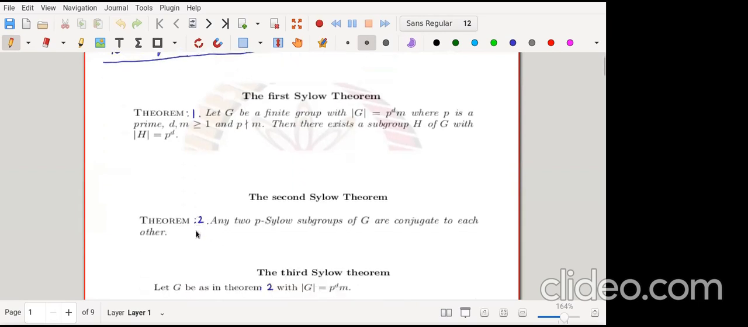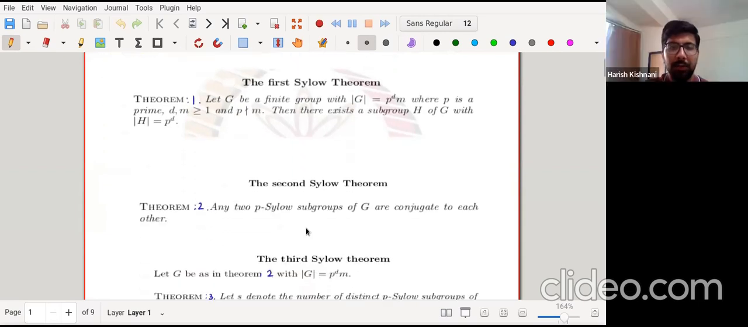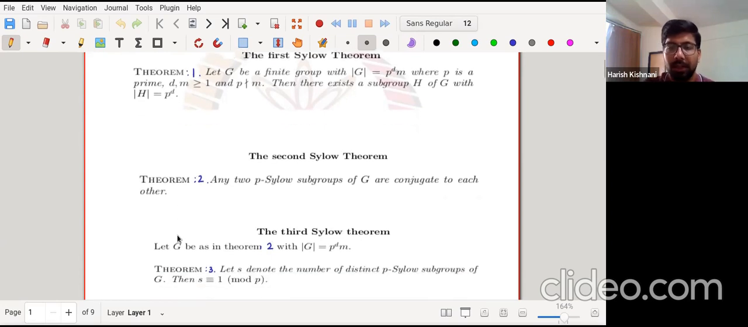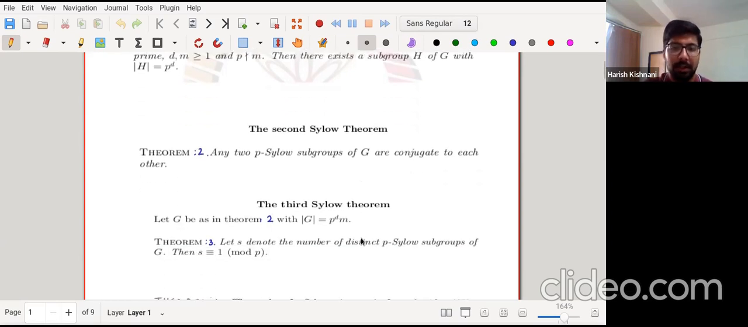The second Sylow theorem says that if you take any two Sylow p-subgroups of a group G, then they are going to be conjugate to each other. The third one says that, with the same assumptions as in theorem 2, if s denotes the number of distinct Sylow p-subgroups of G, then that number is congruent to 1 modulo p.